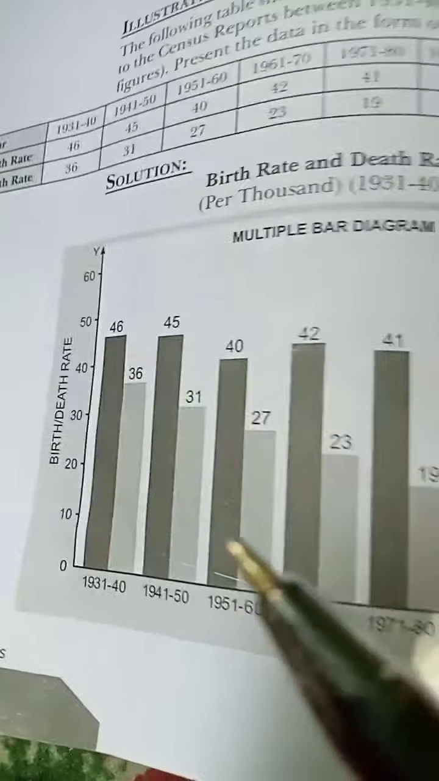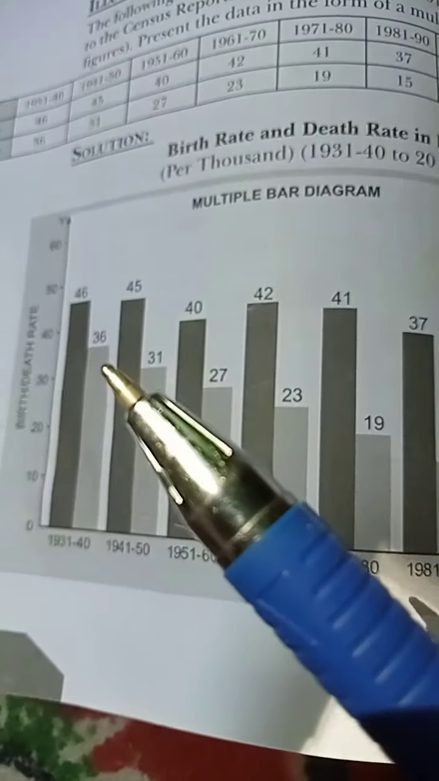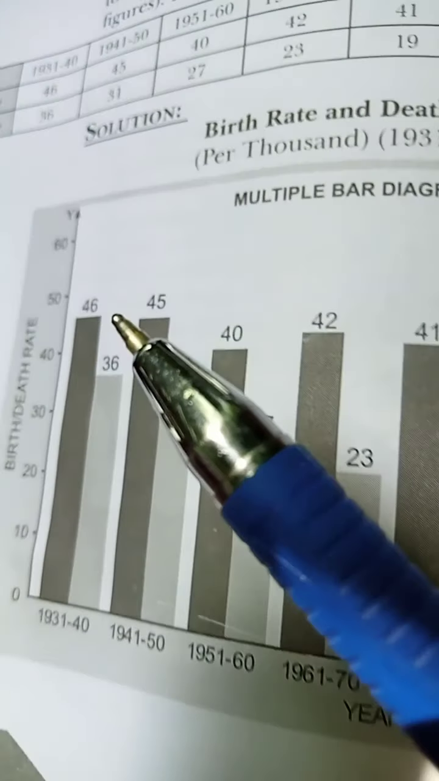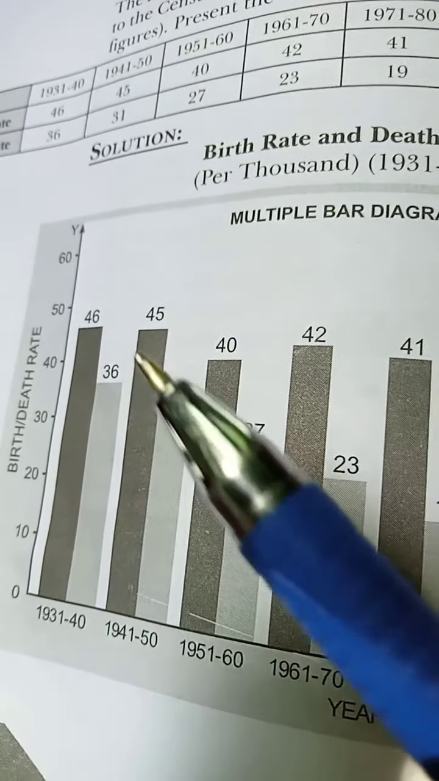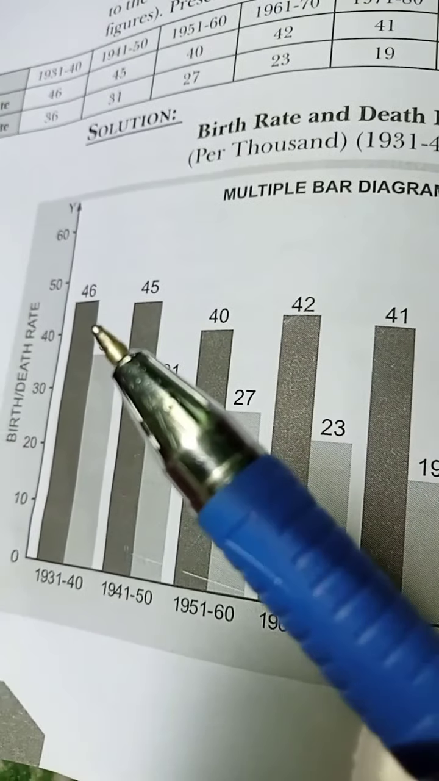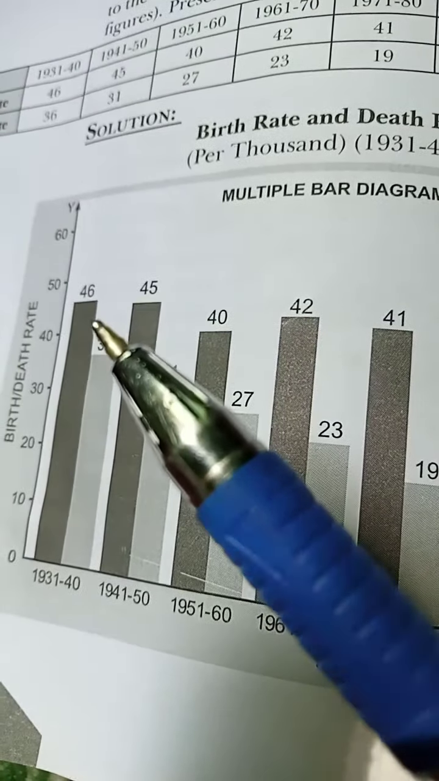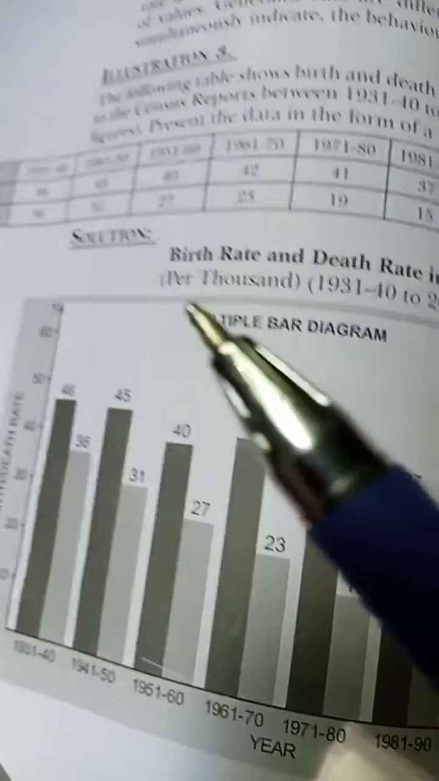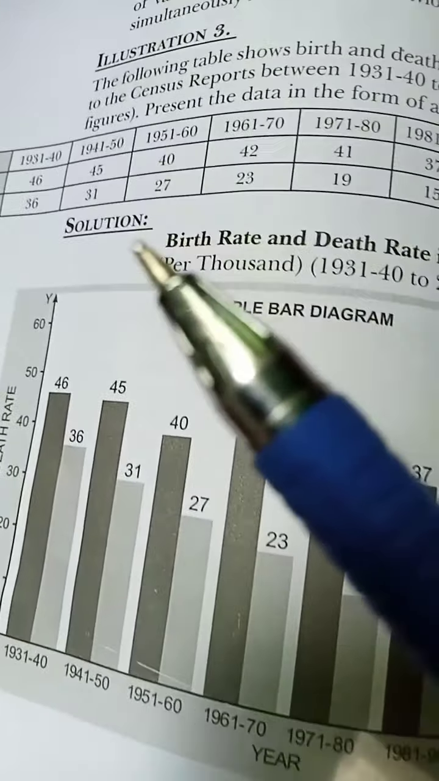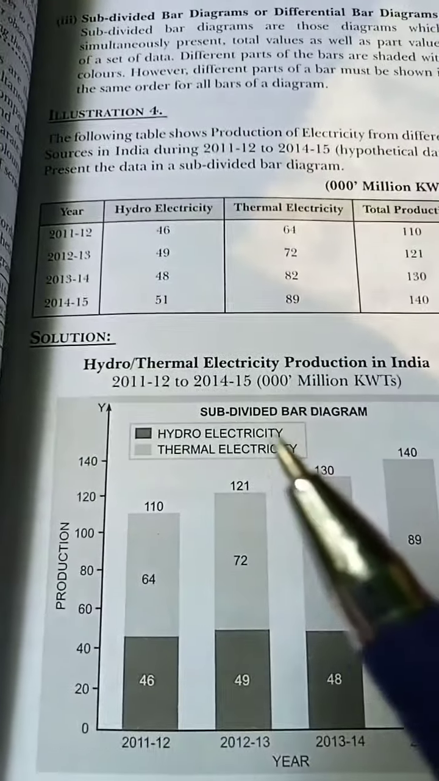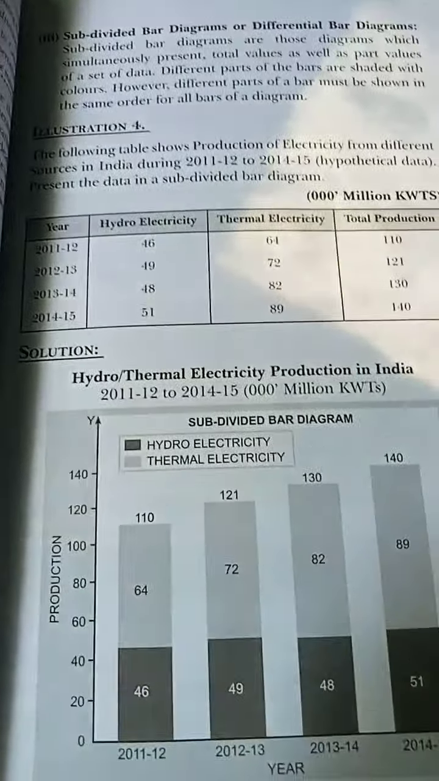It is for comparison. We can differentiate these bars from each other. See here, this is 46, this is 36. That means 10 is the difference between birth rate and death rate. So this is the number 2 type, multiple bar diagram. Now the third one is subdivided bar diagram.